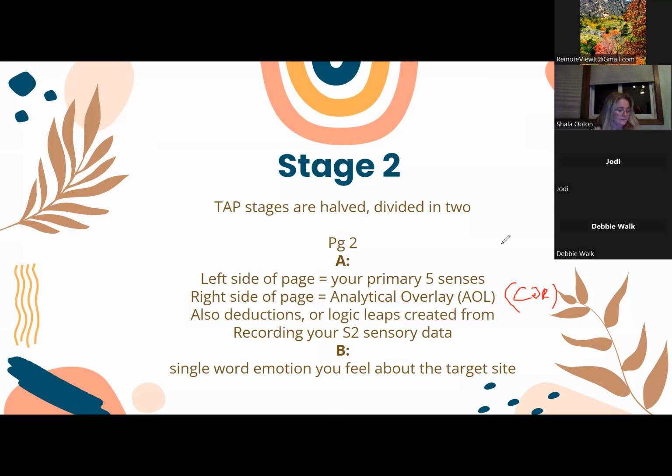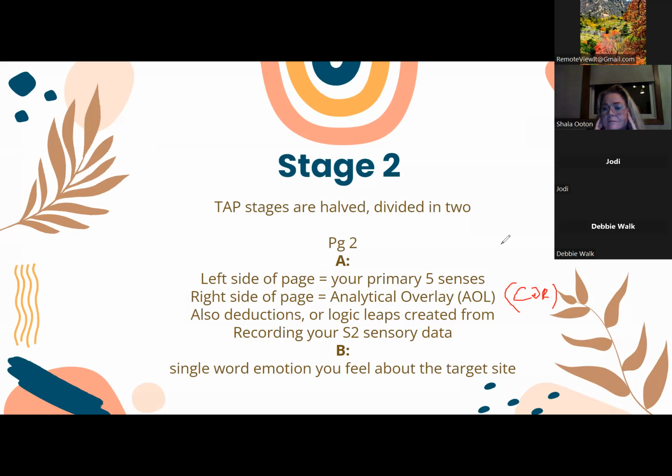So after we get the sounds out of our ear, then imagine like your hands are going out. You're trying to perceive what are the dimensions of the target or the things at the target site. If we go back to the picture of the girl walking down the path, you might feel enclosed, rectangular, angular, but you might get a building. Well, a building doesn't fit in your 5 senses. That would be an AOL. You've deduced that.